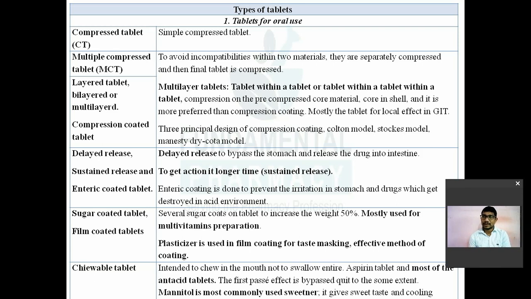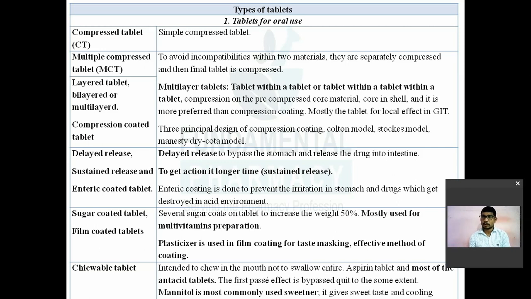So if your tablet has a film on the surface of the tablet, that is nothing but the film coated tablet. But why are we coating the tablet by film? Plasticizers are used in the film coating to mask the taste.